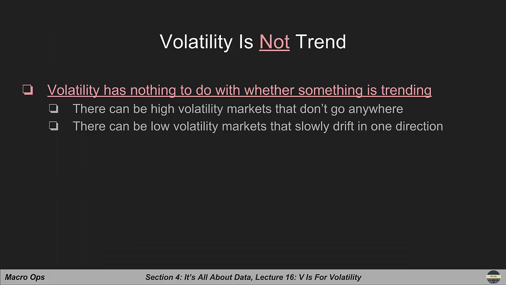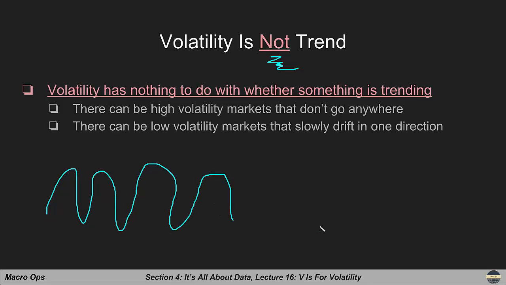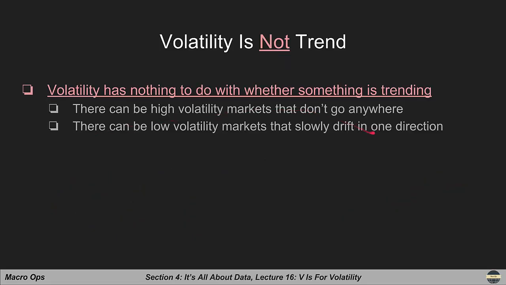So another thing worth noting is that volatility is not trending. A lot of people get this confused. You can have low volatility trends, and you can also have very high volatility consolidations. High volatility markets that don't go anywhere can just look like this, right? Back and forth. And we can easily have low volatility markets that just slowly drift in one direction for months and months on end. So we don't need to have high volatility in order to have a trend. That's something a lot of people tend to confuse.